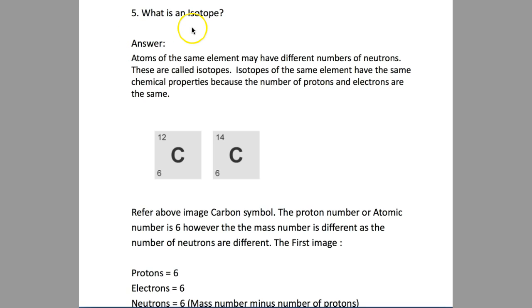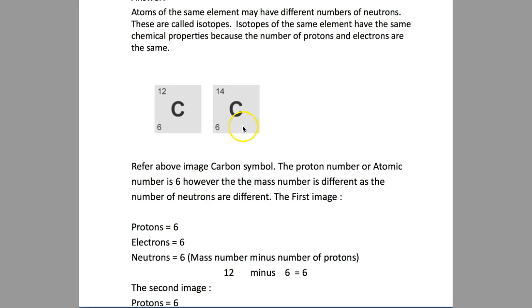What is an isotope? Atoms of the same element may have different numbers of neutrons. These are called isotopes. Isotopes of the same element have the same chemical properties because the number of protons and electrons are the same.